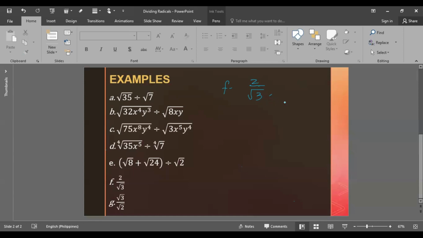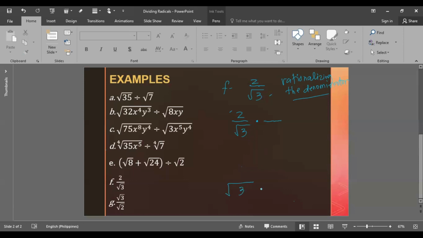And how are we going to do that? A process called rationalizing the denominator is needed. Copy 2 over the square root of 3. So again, we have to get rid of this radical expression in the denominator. You're going to think of an expression when multiplied by the given expression, mawawala yung radical sign sa denominator. And paano yun mangyayari? You have to consider the denominator of the given rational expression. So in this case, it's the square root of 3.